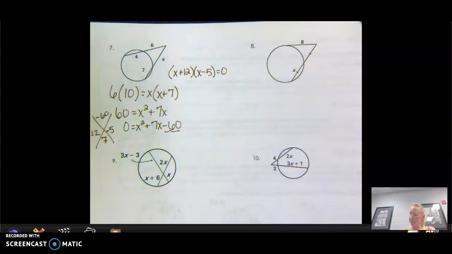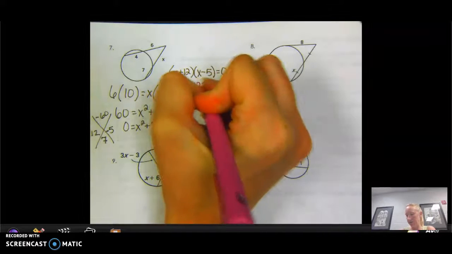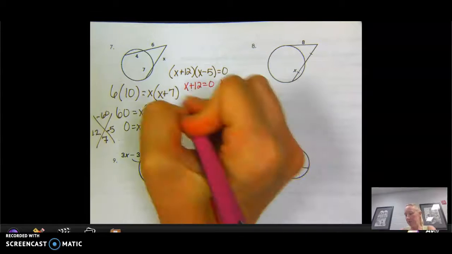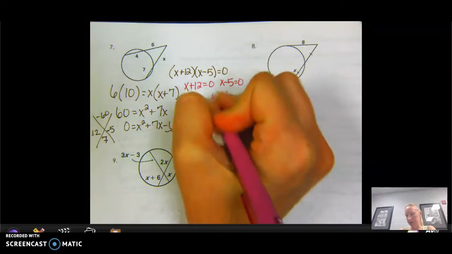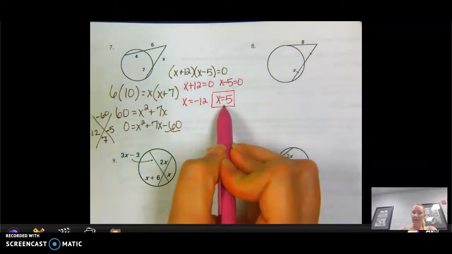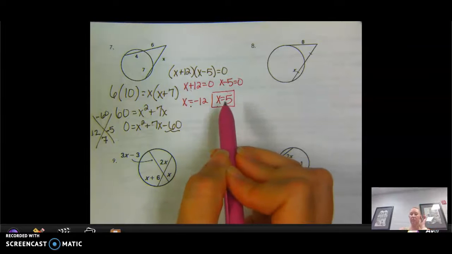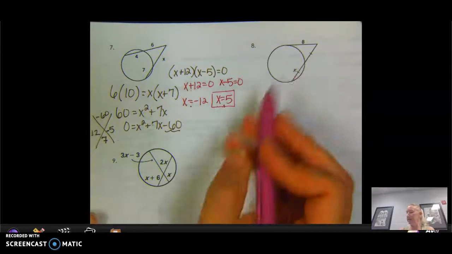However, we're not finished yet, because what you do then, you still have to solve for x. So you set each equal to 0. So you subtract 12 from both sides, so you get x equals negative 12, and you add 5 to both sides, so you get x equals 5. Well, 5 and negative 12, there's only one that's an answer, and it's this 5, because we want the positive and not the negative, because this is a distance, and distance isn't negative.